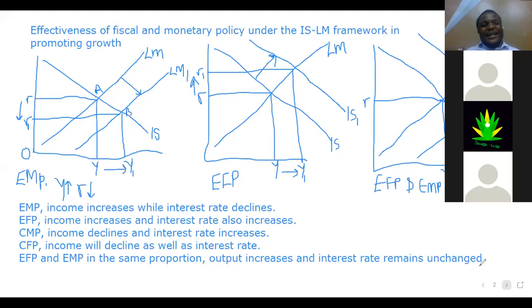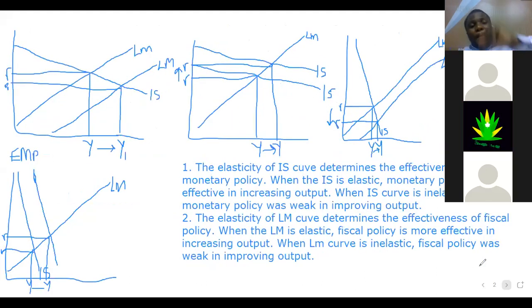And we went further to state that the effectiveness of your fiscal or monetary policy depends on the elasticity of your counterpart. Okay? So if I'm dealing with fiscal policy, it depends on the elasticity of the money market, the LM curve. If I'm dealing with monetary policy, it depends on the elasticity of the IS curve, which is the commodity market. That means when you are doing something in one market, you need to consider how people will respond to this in the other market. It's very, very important. If you are considering monetary policy by declining interest rates, okay, very good one.